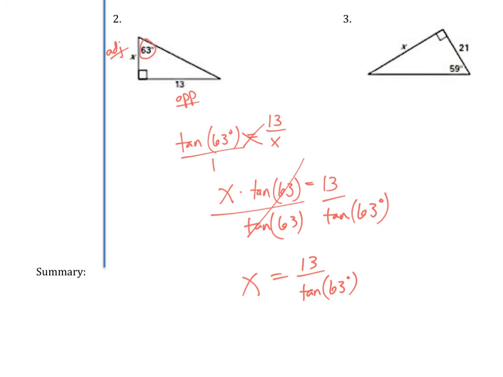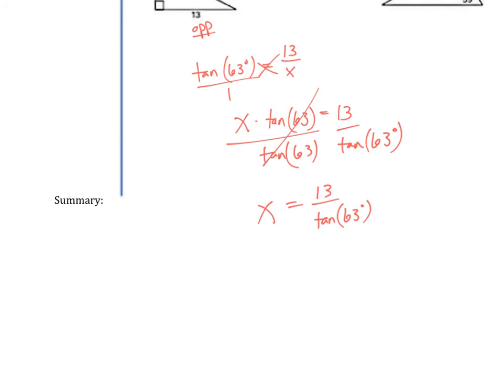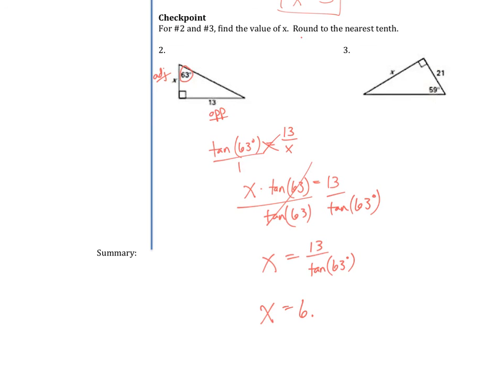All right, so we use the calculator, and we do 13 divided by tangent of 63. We end up with x equals about 6 point, and it says to round to the nearest tenth, so my calculator says 6.62, so this would be 6.6, roughly.